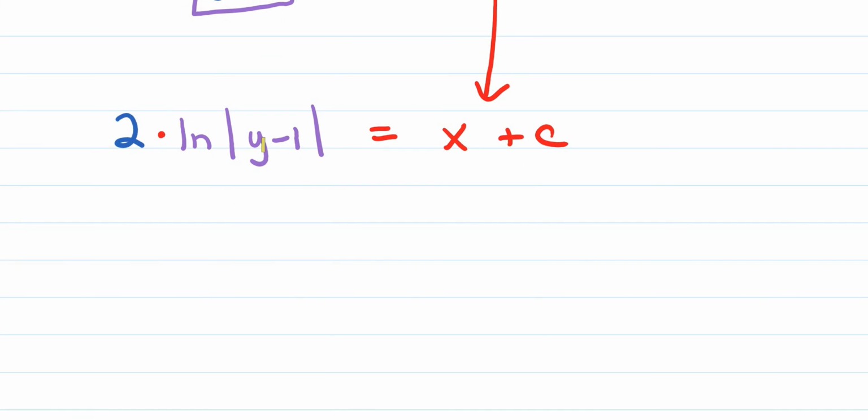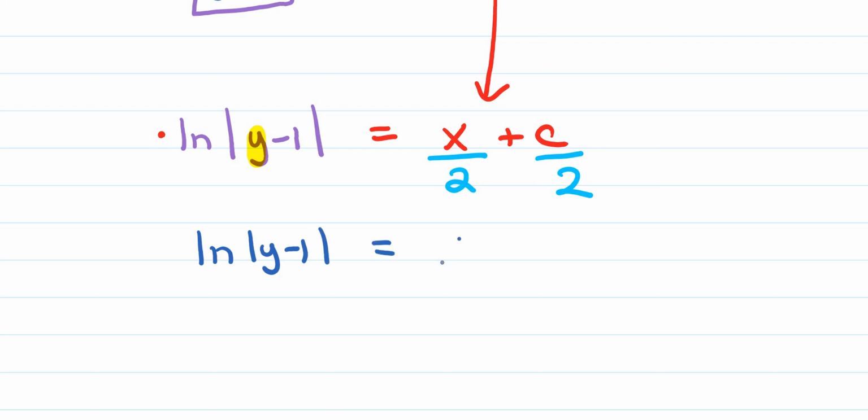Okay, and remember the goal is we still want to isolate for y, so let's divide both sides of the equation now by 2. Divide that by 2, divide that by 2, divide that by 2. After that, these guys cancel off, and I'm left with ln absolute value of y minus 1 equals 2x over 2 plus c divided by 2.